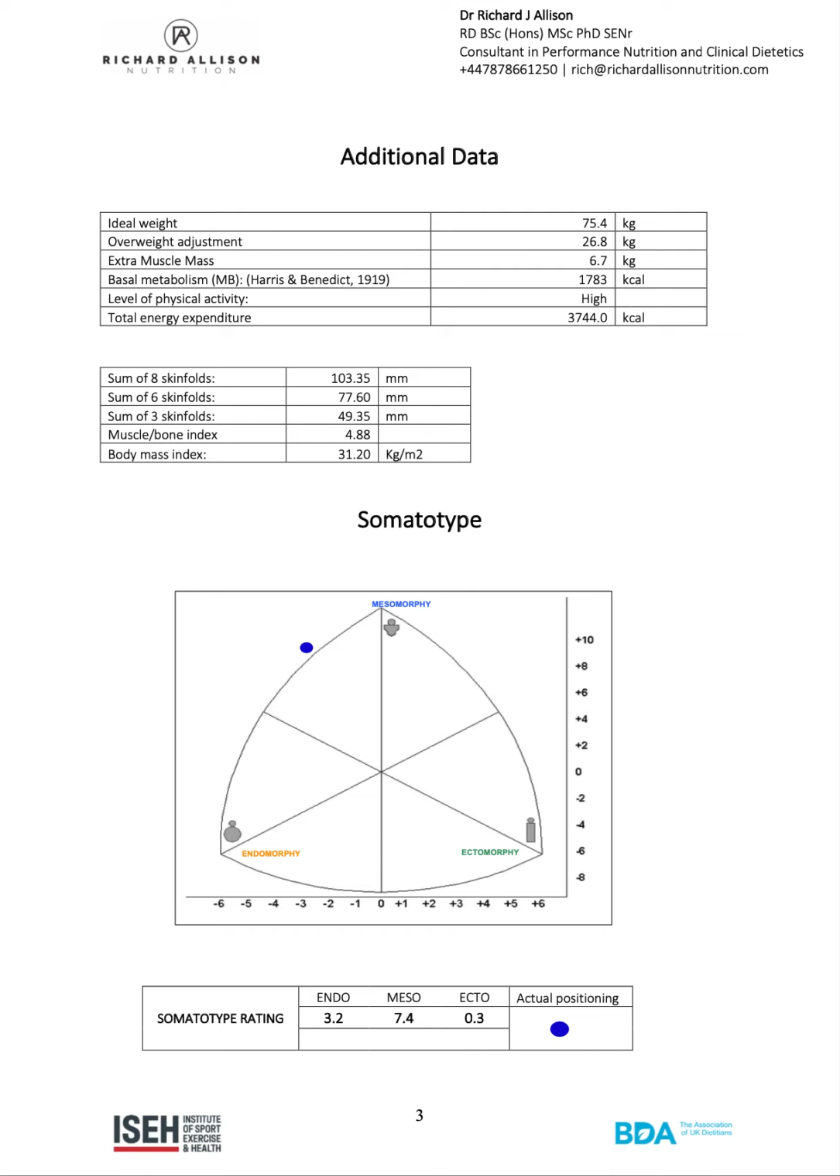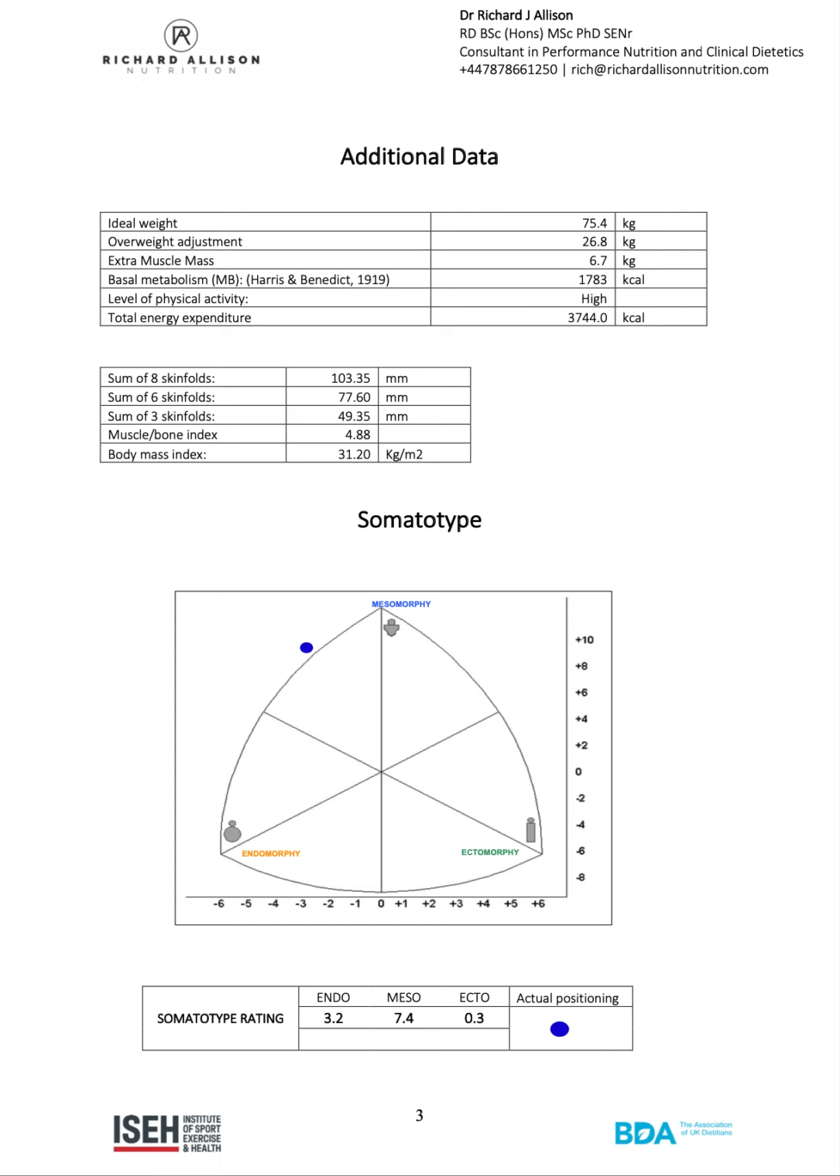What you also get from this kind of analysis is an ideal weight, which again is based on the cohort which you've been compared against. The overweight adjustment, which shows how much that person is above the average for, again, that cohort. And again, extra muscle mass, how much muscle mass they have above that. Now, obviously, if their muscle mass is below the average, this will be presented as a minus figure. Again, these are fairly useful bits of information, but again, it is comparing to a cohort rather than looking at the individual, and their needs and requirements may be different.